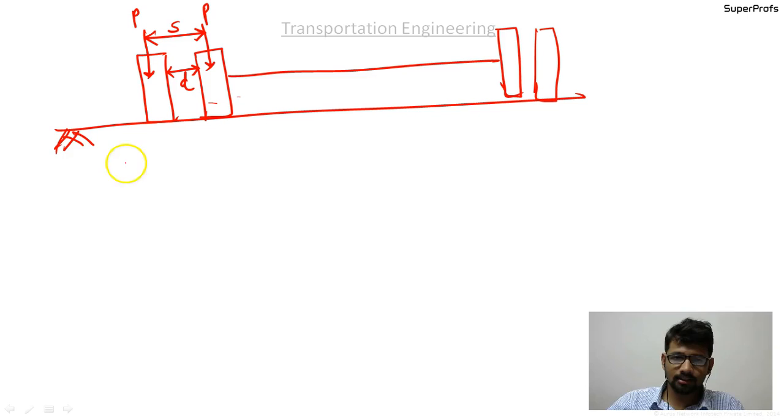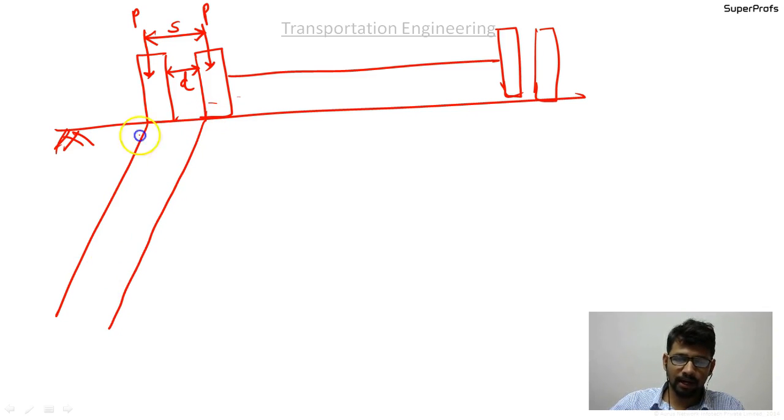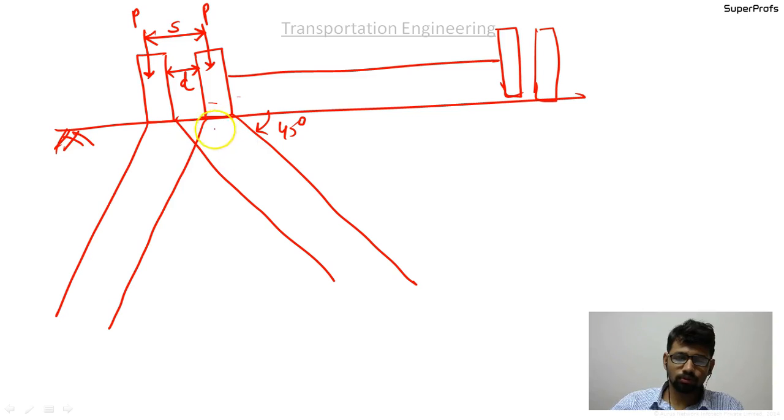So in such cases the stress distribution will be of this kind, okay. These two lines will be parallel to each other, and here also the two lines will be parallel to each other, and this angle is 45 degrees, okay. So up to this region, this portion is equal to d by 2, okay.